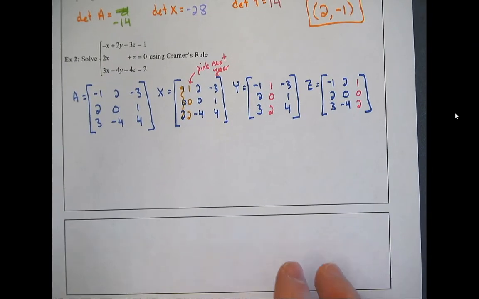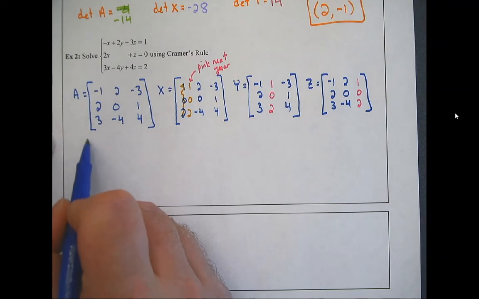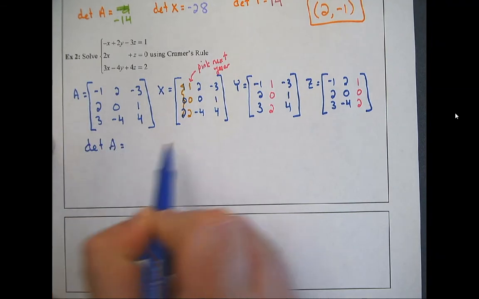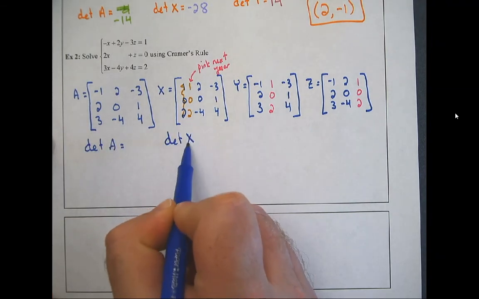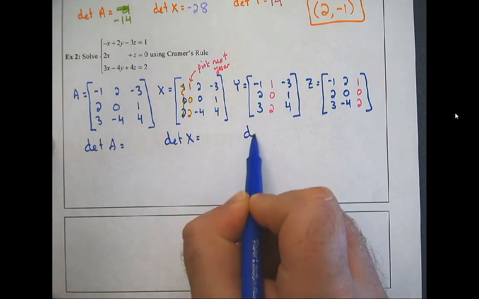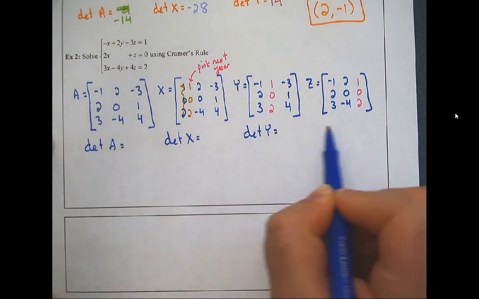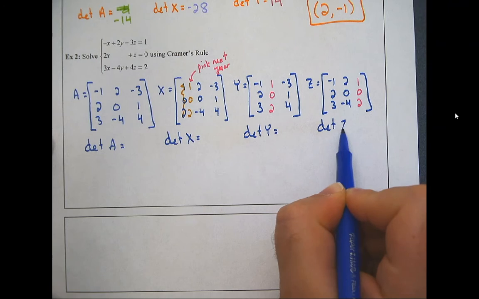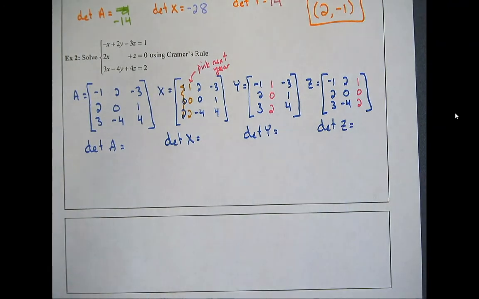Now I need to calculate the determinant of each one of these. Determinant of A, determinant of X, determinant of Y, determinant of Z. So, if you wanted to do this the long way, if you wanted to calculate the determinant by hand, this is how you would do it.